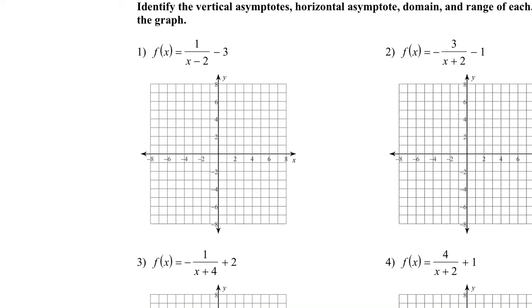So to graph rational functions, we need to find a few things first. We need to find the vertical asymptotes, the horizontal asymptote, and then the domain and the range. So the vertical asymptote, just call that VA, this comes from the zeros of the denominator.